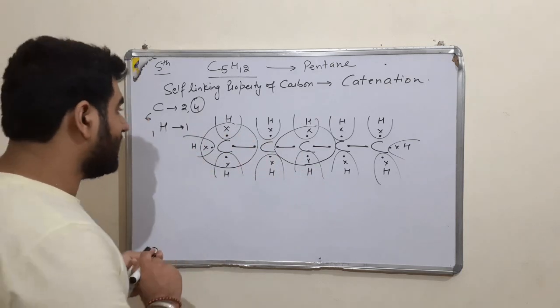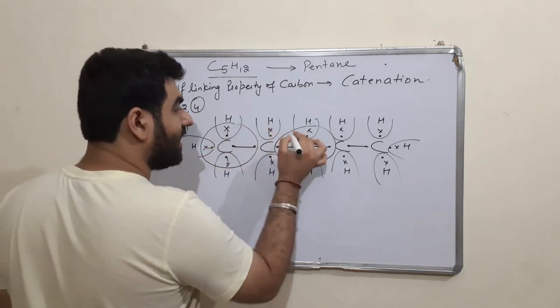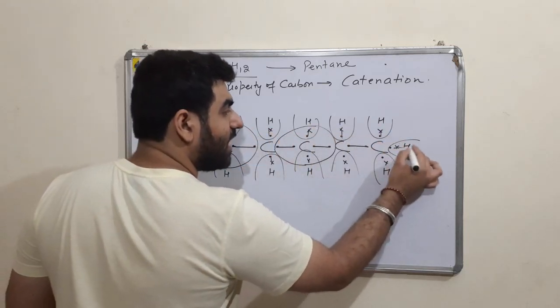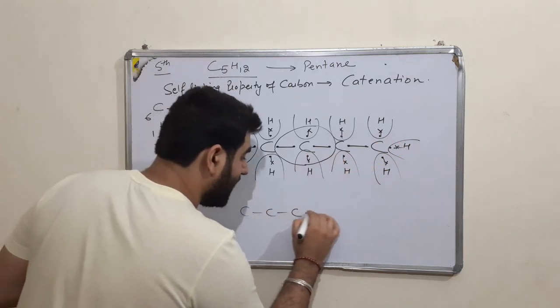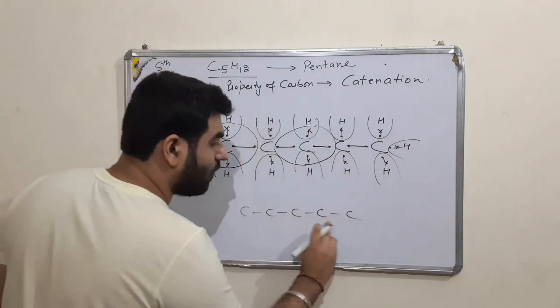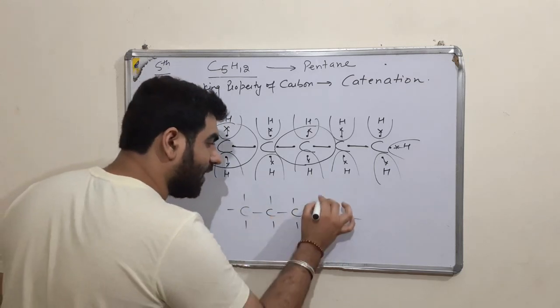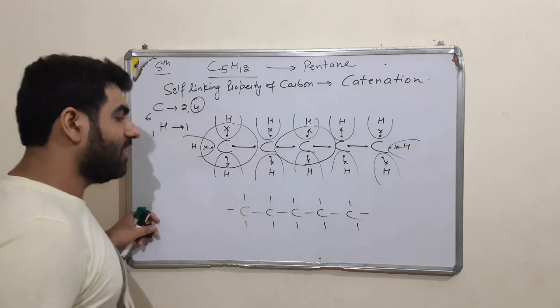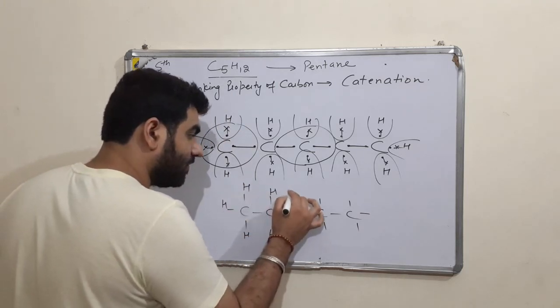So what would be the final structure? Because the bond would be like this between the electrons. So let us see how the structure would be. 5 C in a row, 1, 2, 3, 4, 5, and how many hydrogens? 1, 2, 3, 4, 5, 6, 7, 8, 9, 10, 11, 12. Attach them like this.